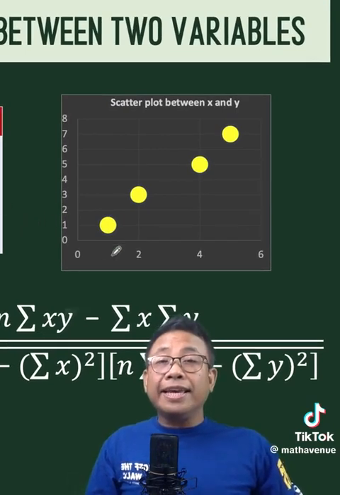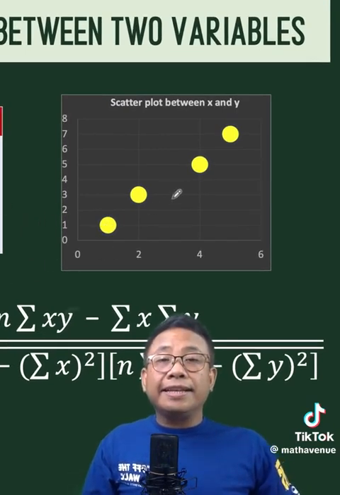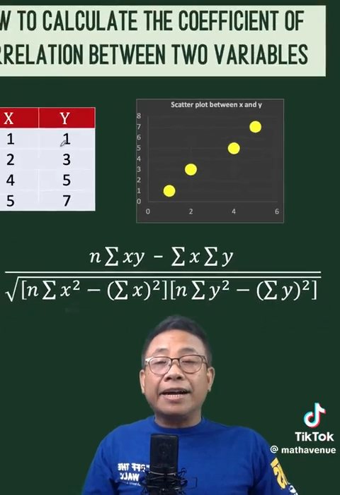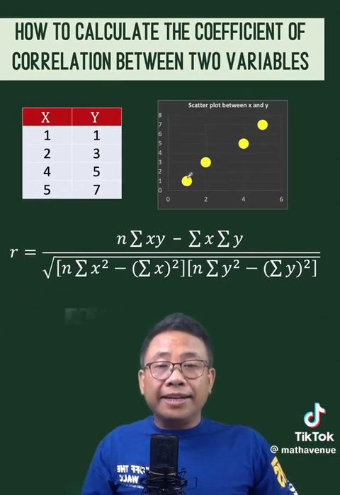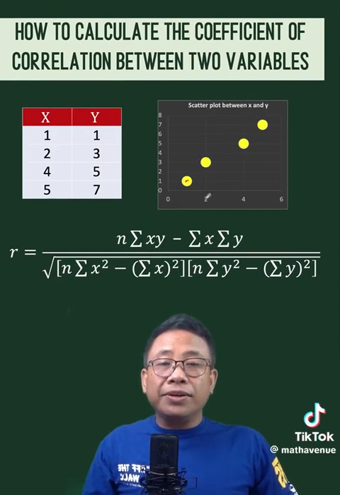And the way to do that is first to construct this scatter plot. We plot each of these pairs of points. For example, when x is 1, y is 1, that is this point. When x is 2, y is 3, that is this point. When x is 4, y is 5, and that is this point. And when x is 5, y is 7, this is this point.